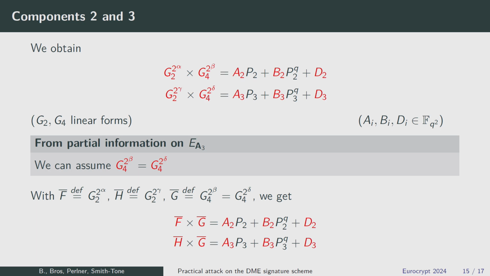There is something I will not detail, or if you have questions, I can come back to it: the partial information that we have collected on the exponential map by our Hamming weights analysis allows us to assume that the 2 powers of G4 are equal. By doing so and by adopting simpler notation, I end up with these 2 equalities at the bottom. So I have created a common factor G. And my bilinear system will directly come from that.